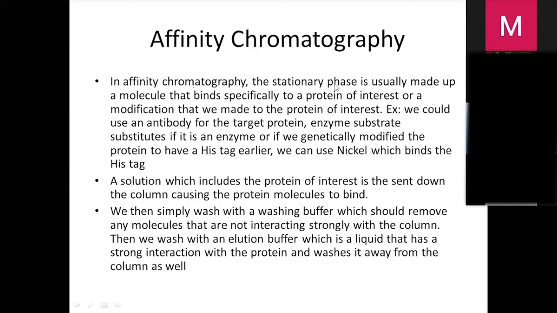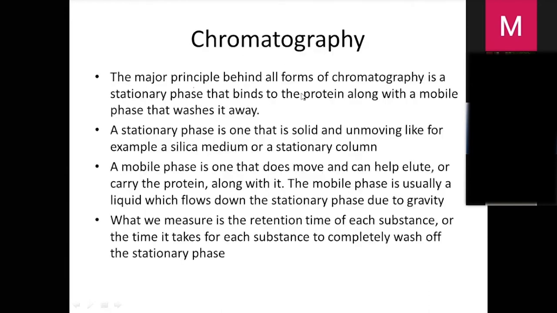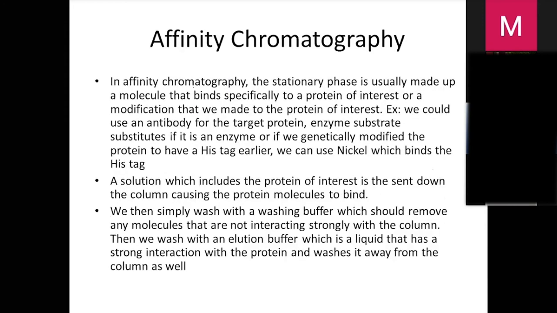The difference in this one, the previous slide is general chromatography, because there's four different forms of chromatography, as I mentioned. So there's affinity, size exclusion, ion, and column. This is just general chromatography, like the main idea. Everyone uses a wall, stationary phase, and a mobile phase, which is some kind of liquid. This is affinity chromatography, it's a specific form, right? Okay.